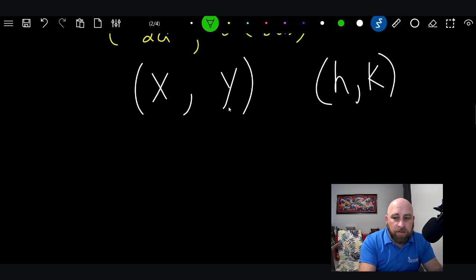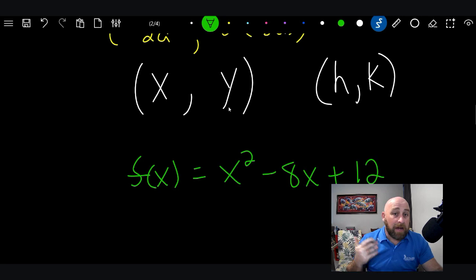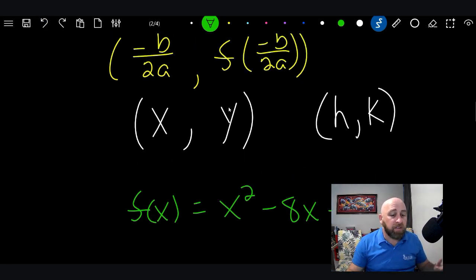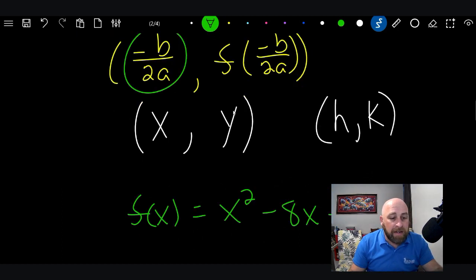So if I go down here, I take the function of x, I'm just going to give an example, equals x squared minus 8x plus 12. Now we could change that into standard form the way that we just did. But let's say we don't want to do it that way. Let's say that we want to use this formula right here. So now we're going to take this formula, -b over 2a.